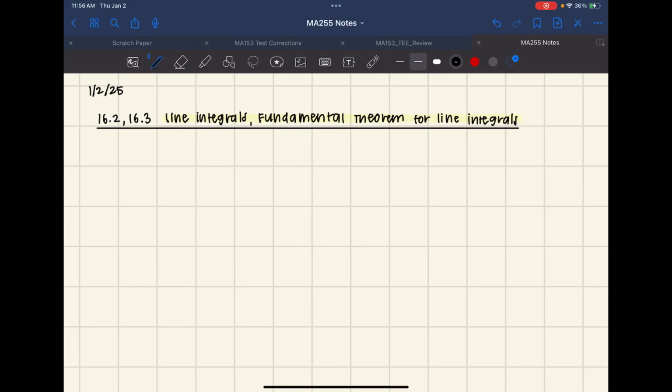Good morning, friends. Today we're going to be looking at line integrals, and we're also going to look at the fundamental theorem for line integrals and the three ways to evaluate it. To start, a line integral lets us measure the accumulation of a function along a curve.